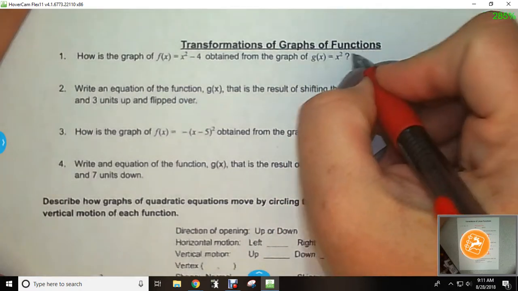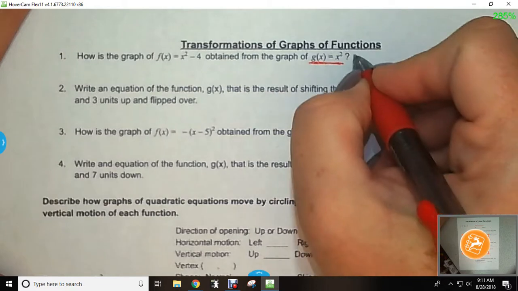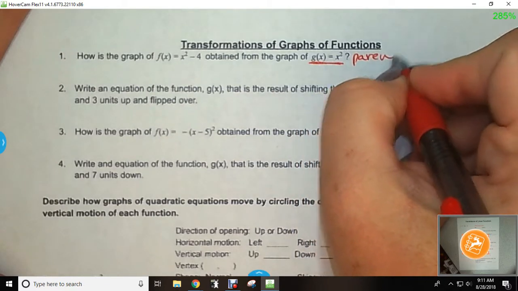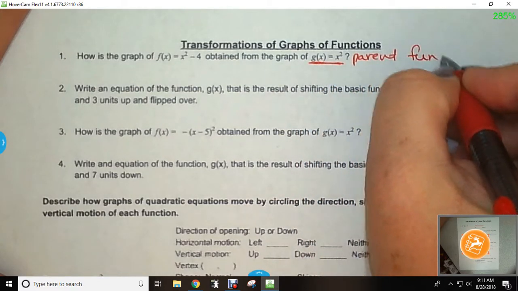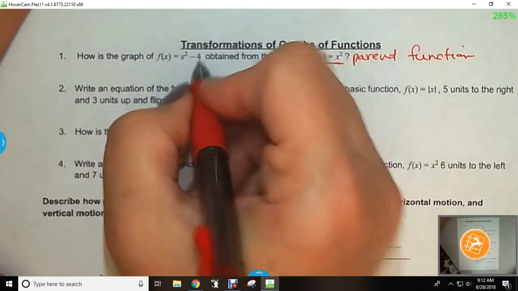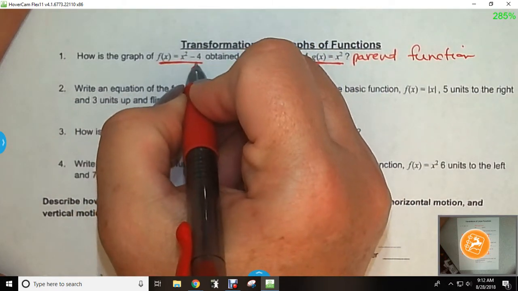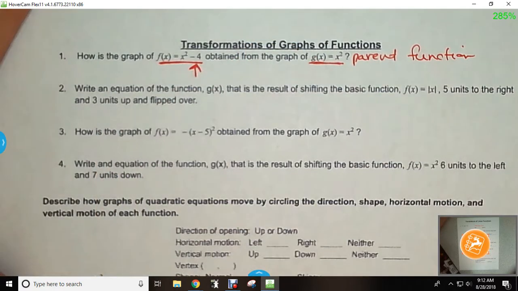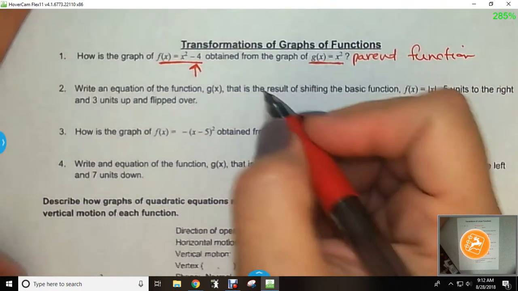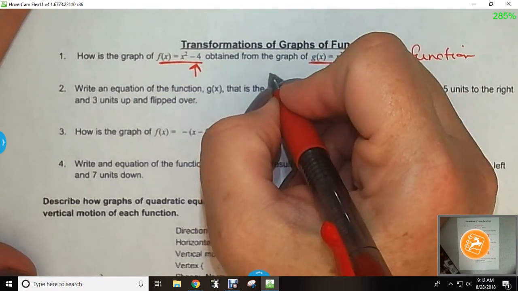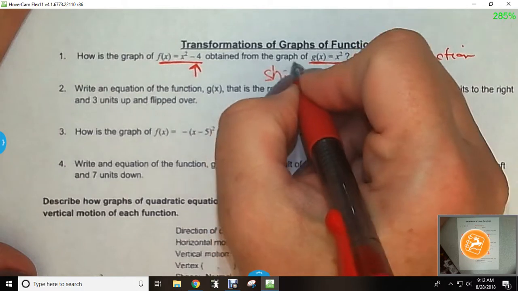Basically, all they're asking is this is your parent function, and they want to know how you get this. The only thing different in the two equations is this minus 4. So what does that minus 4 do to the graph of my parent function? Well, it comes after the squared part, so that's going to be your up or down. That is going to make it shift down 4.